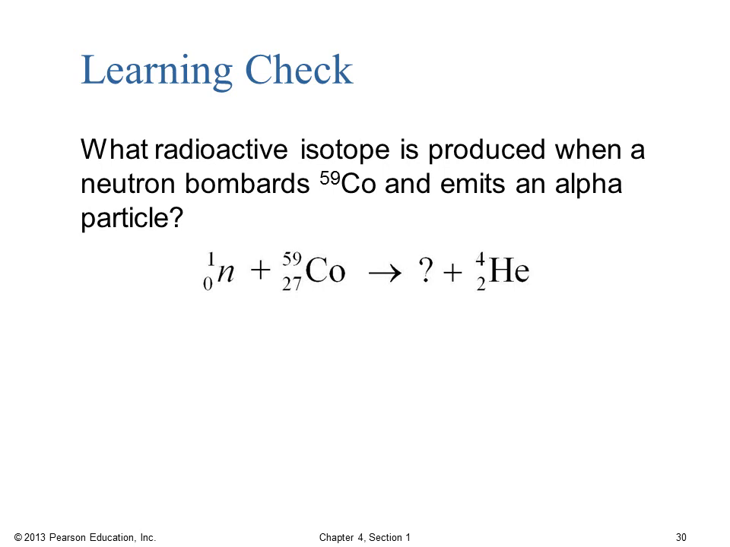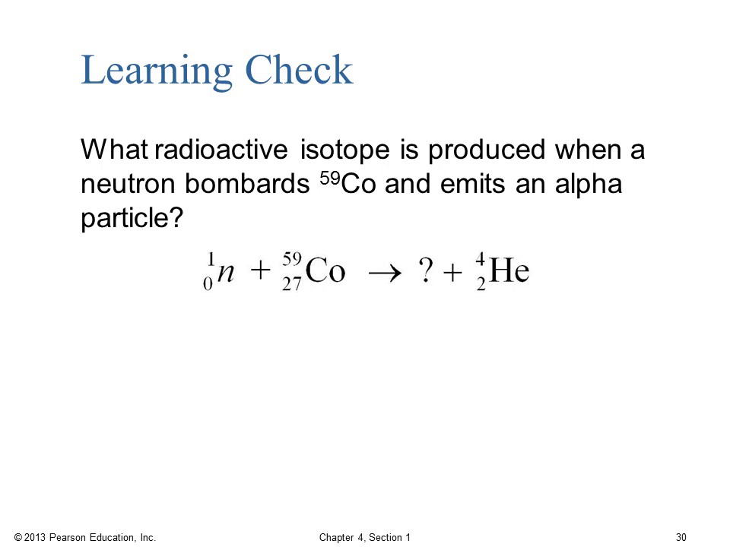Here's an example when we bombard it with a neutron. When this happens, it's going to emit an alpha particle, and we want to figure out what's remaining. When we add up the mass numbers on the left-hand side, we have 1 plus 59, which is equal to 60. On the right-hand side, we have 4, so we would need something added with 4 to equal the 60 on the left-hand side. That would be a remainder of 56.